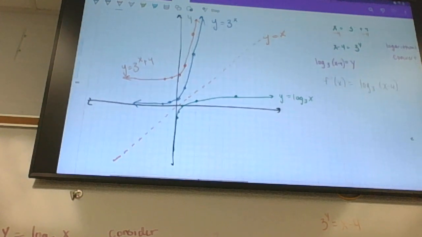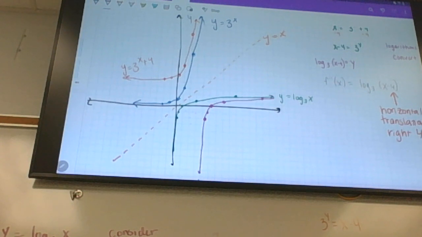So now I'm going to take this, and this represents a horizontal translation right 3. I'm sorry, right 4. I don't know why I said 3. So I'm just going to count every point to the right 4. 1, 2, 3, 4. There it is. Okay.